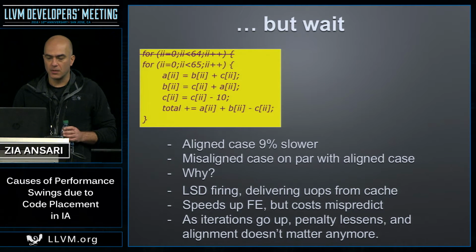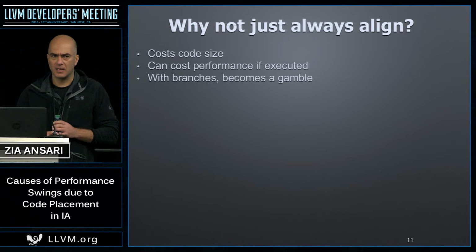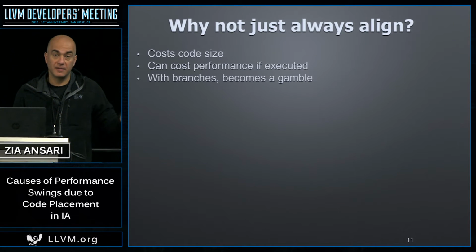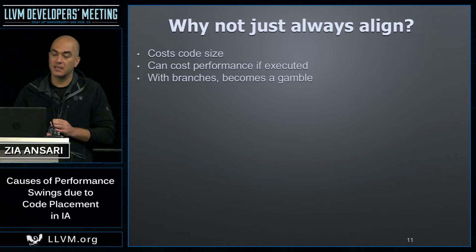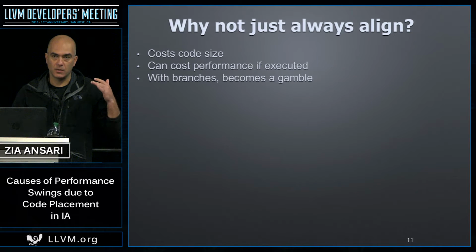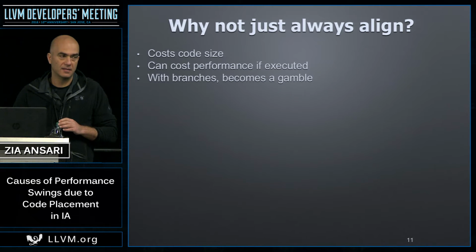Okay, so why not just always align? I mean, you're looking at the previous example, you're like, okay, so you just align the loop and it ran faster. Well, why don't we do that? It's good, right? Why don't we just do that and call it done? Well, alignment does cost code size. It does cost performance in some cases where you insert no-ops on executed paths. And if you have branches in a loop, it can get a bit of a gamble in some cases.